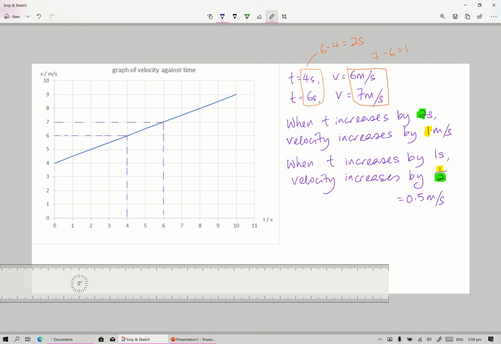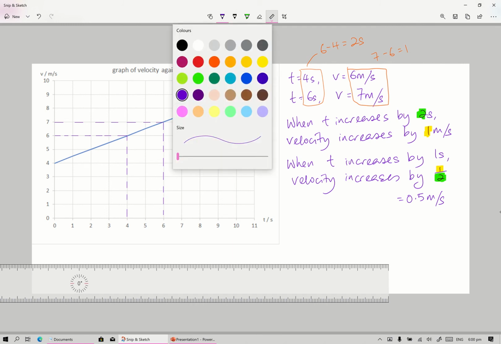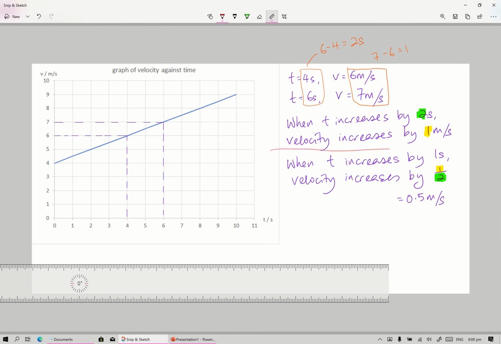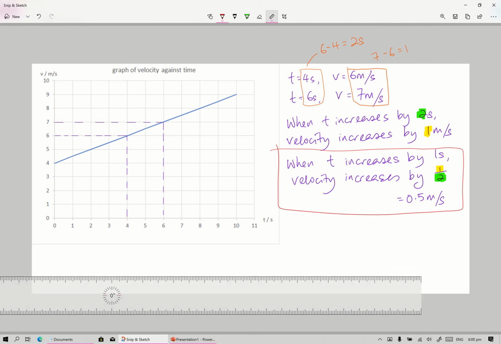Now take note that I'm leaving this description here, right? Because I'm going to come back to this later, to show you that it all ties in together. Okay, they're not different from each other. Don't learn it as separate things. They all tie in together.